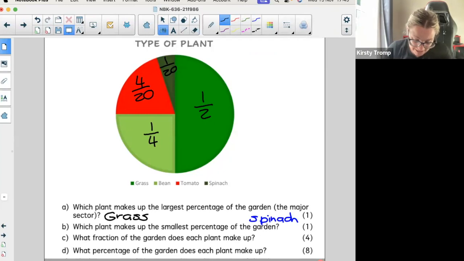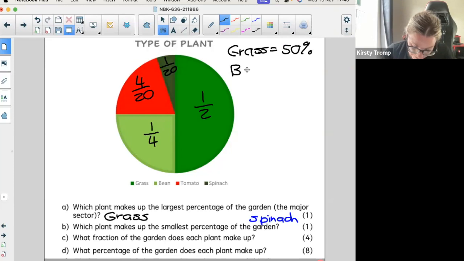So if I'm looking at a half of 100%, how much am I going to get for grass? Who's going to tell me? Half of 100%. What's that going to be? Well done, Sishle. It's 50%. So grass is making up 50% of the circle.